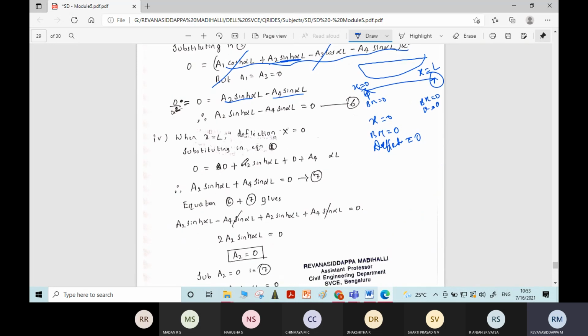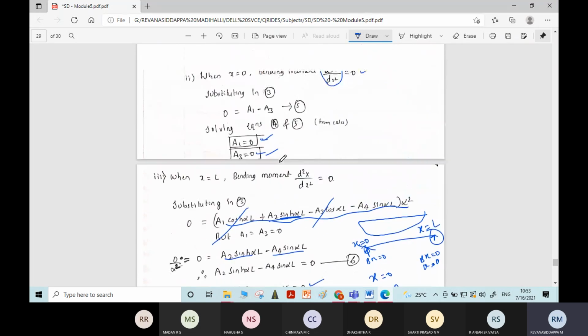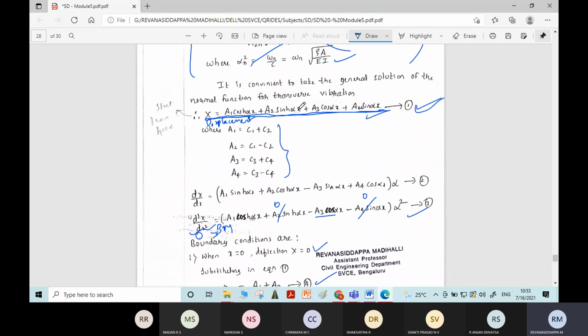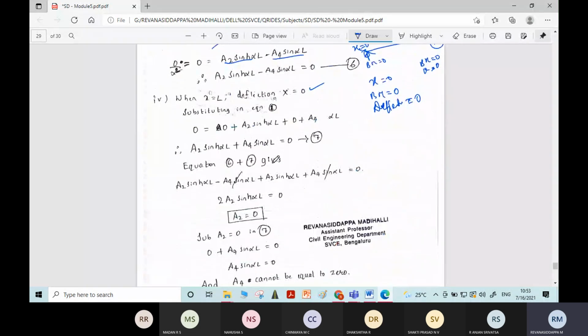Coming to the last condition, at x equal to L, deflection equal to 0. This is the last condition. In equation 1, you have to substitute this term equal to 0, x equal to L. If you do that, the expression you get is a2 sinh αL plus a4 sinh αL equal to 0.